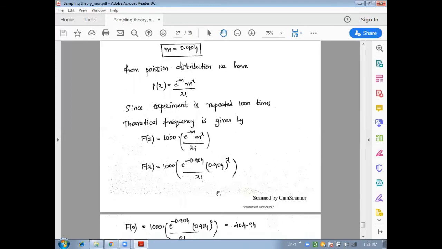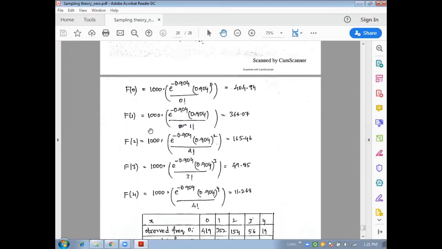Next, we have to simplify for the given values of X. For X equal to 0, if we substitute, we have 1000 into e to the power of minus 0.904 into 0.904 whole to the power of 0 by 0 factorial. So 0 factorial is 1 only. After simplifying this equation, the value is reduced to 404.94. For frequency 1, if you substitute, the value is reduced to 366.07. For X equal to 2, the corresponding frequency we have is 165.46. For X equal to 3, the frequency is 49.85. For X equal to 4, it is 11.268.